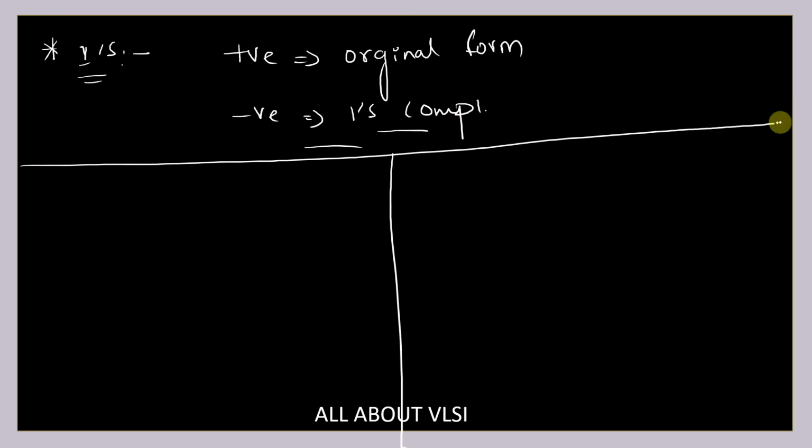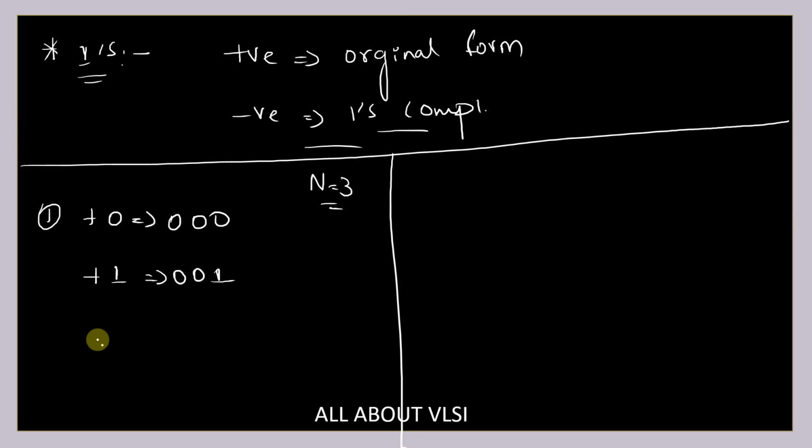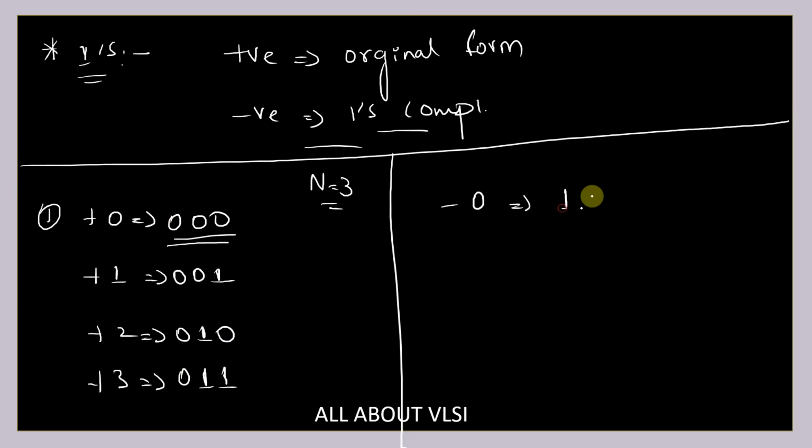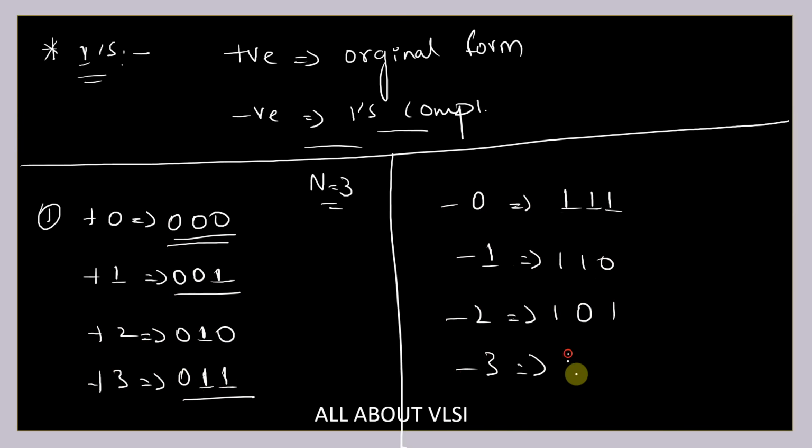Let's say n is equal to 3. Then plus 0 is represented as 0 0 0, plus 1 is 0 0 1, plus 2 is 0 1 0, and plus 3 is 0 1 1. Minus 0 is represented as the 1's complement of plus 0, which is 1 1 1, minus 1 is 1 1 0, minus 2 is 1 0 1, and minus 3 is 1 0 0. And nowhere here am I allocating an extra bit for representing the sign.